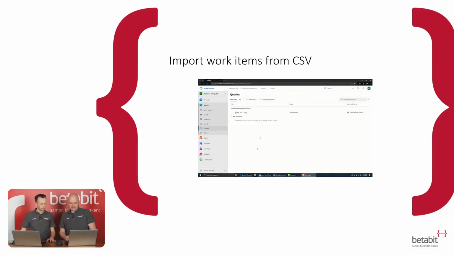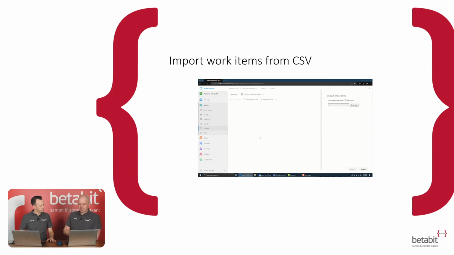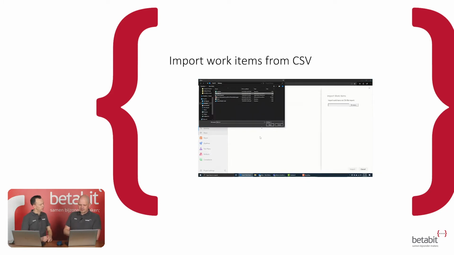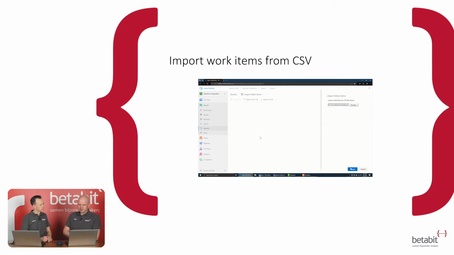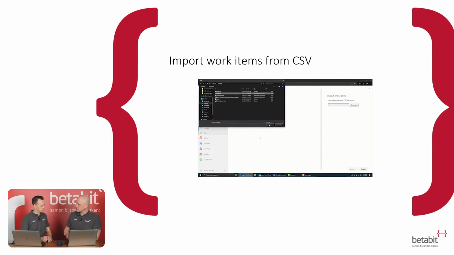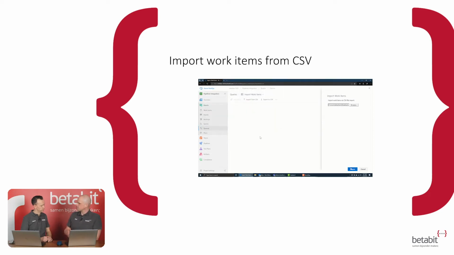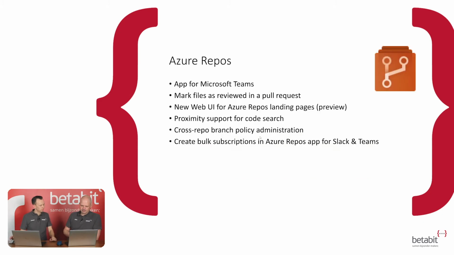So then if you look at importing work items from CSV on the queries board, you can do import work items. You select the file that you'd like to import, and then when you click import, it actually pulls in whatever's in the CSV. It tries to map it to the correct columns, and then your work items are there. So this enables you to have people who don't have access to Azure Boards at least prepare work items for you, and then you can just import them right there.